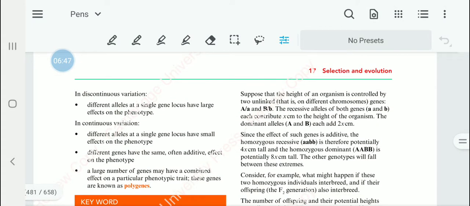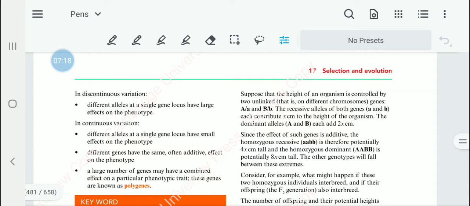In discontinuous variation, we have different alleles at a single gene locus, and they have large effects on the phenotype. That is for discontinuous variation. In continuous variation, different alleles at a single gene locus have small effects on the phenotype. Different genes have the same, often additive effect on the phenotype. Then a large number of genes may have a combined effect on a particular phenotype trait.